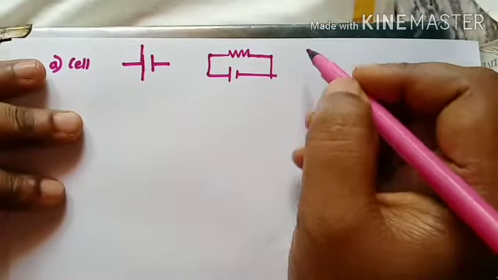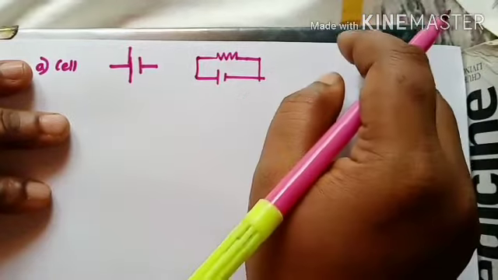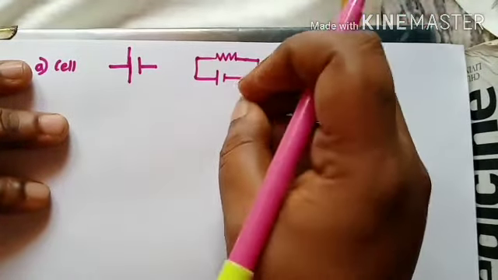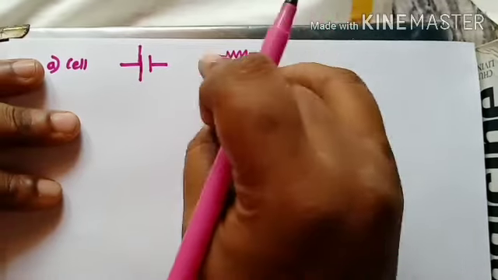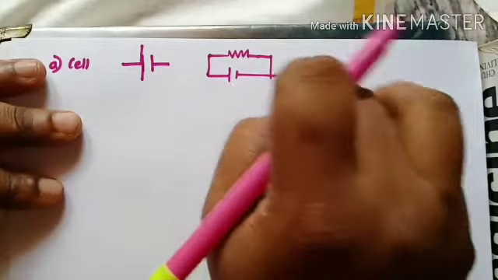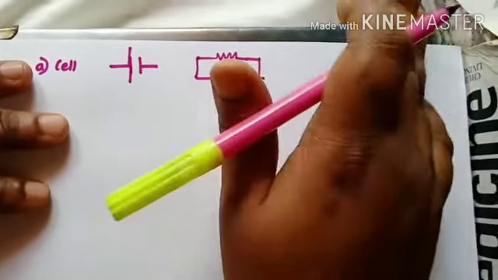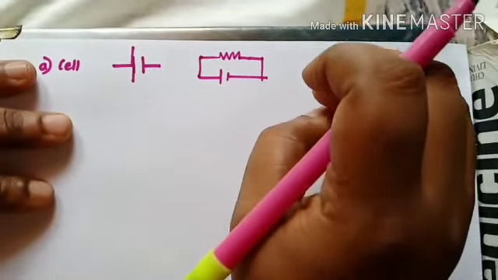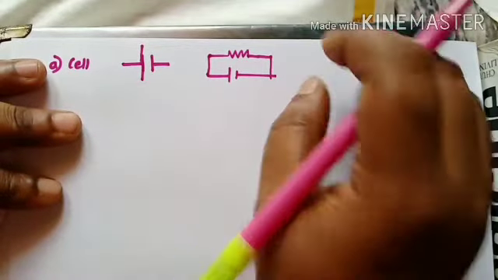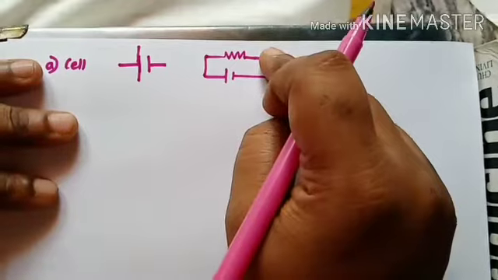Now the second specialty is that it does not produce charge. Does it produce charge? No. It just forces the charges which are already present in the wire and the components to move about in the complete circuit. It doesn't produce any charge. It just moves the electrons inside the conductor by giving energy to those electrons.